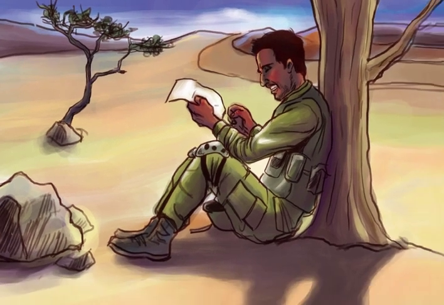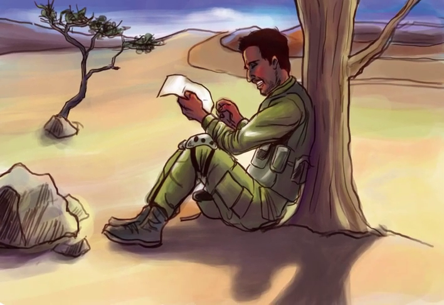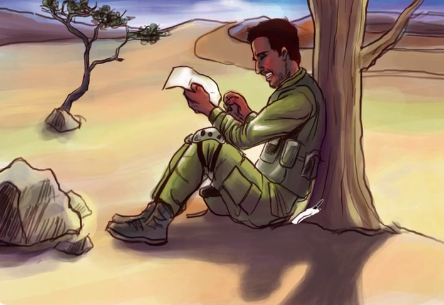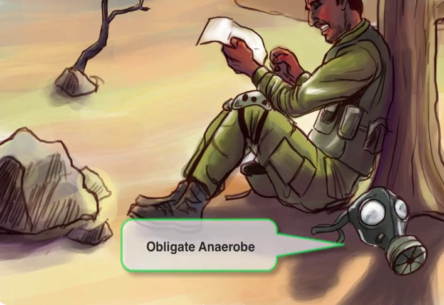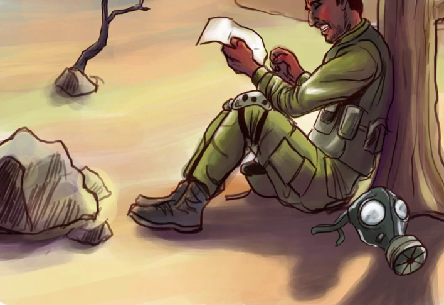Secondly, you should know that Actinomyces is an obligate anaerobe. This is important to remember because it distinguishes it from Nocardia, which is an obligate aerobe. To help you remember this important piece of information, we're going to use our obligate anaerobe symbol that we've used so many times in previous videos, this gas mask. Let's put this gas mask next to our soldier. It goes really well with the whole soldier theme.